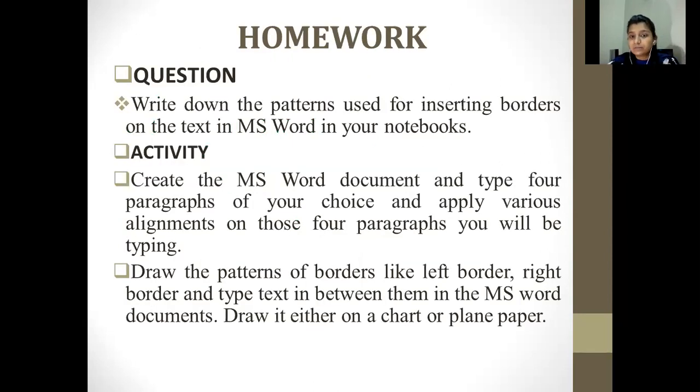So this is a homework in front of you. You have to write the patterns used for inserting borders on the text, and you have to write it in your notebooks. Also, you have to create a document in which you would be writing 4 paragraphs. I have written 4 lines, but you would be writing 4 paragraphs. You can write anything of your choice. Like if you want to write some science questions, answers for practice, you can do that as well. And for other subjects also. But you have to give the alignment to left, right, and center. Also, you have to use the justified option for exploring, and you can understand it better.